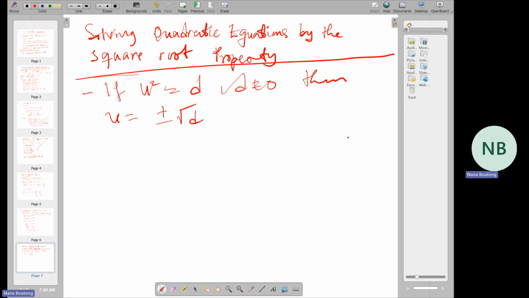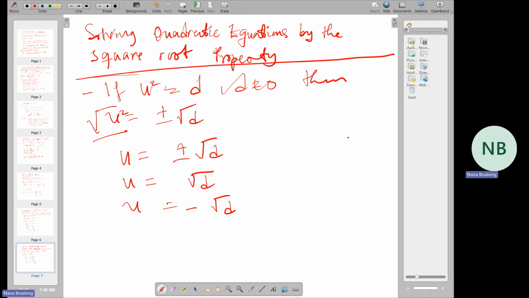Or you can say if we take the square root on both sides, the square root of u squared is u, and the square root of d. So u is equal to plus or minus the square root of d. This simply means u is equal to the positive square root of d, and u is also equal to the negative square root of d.